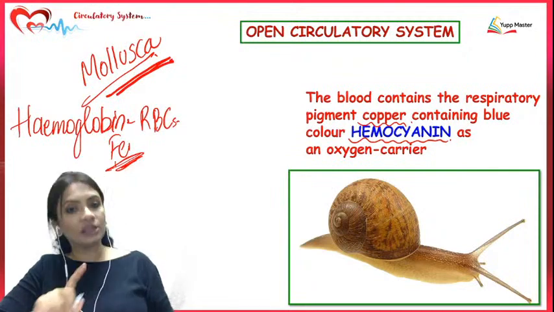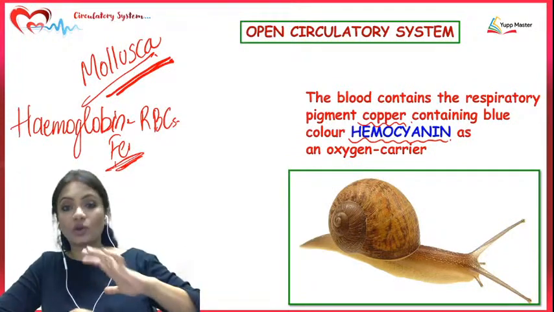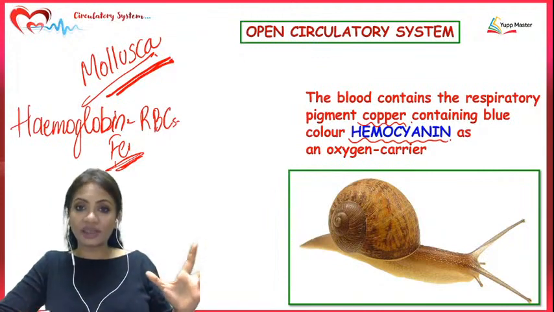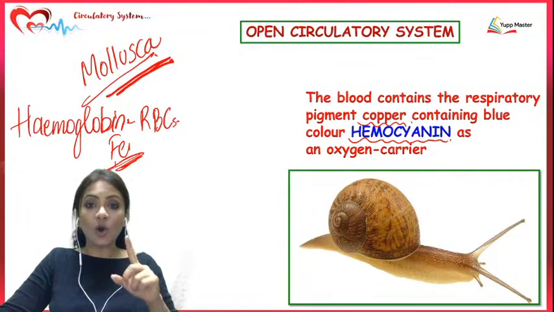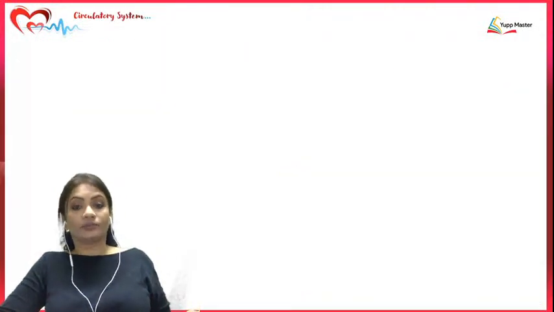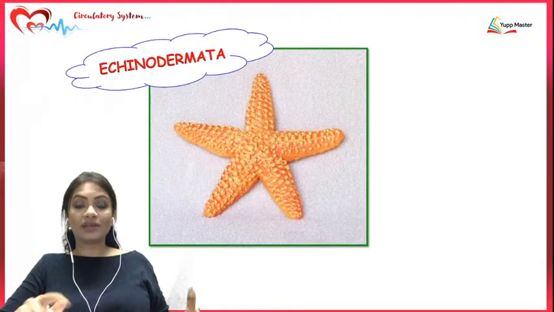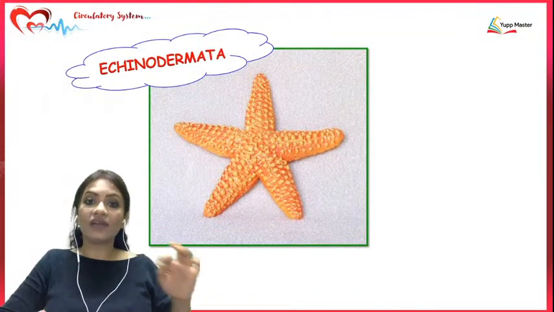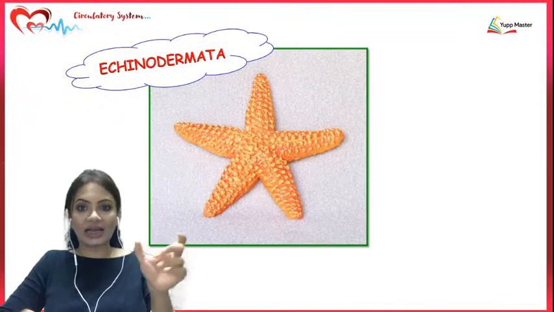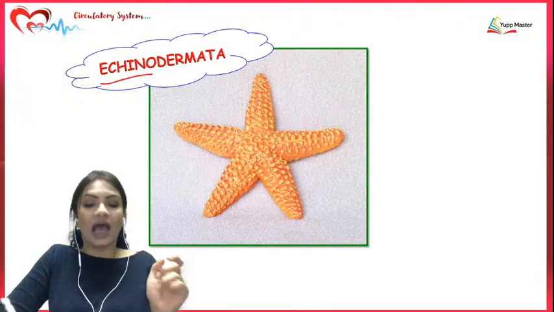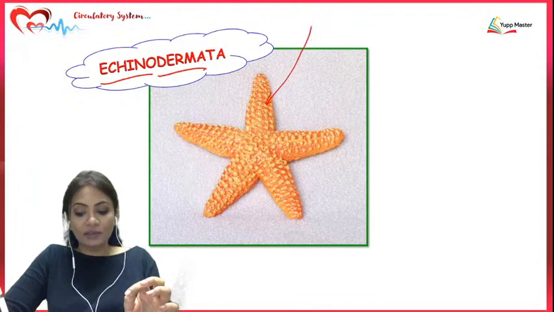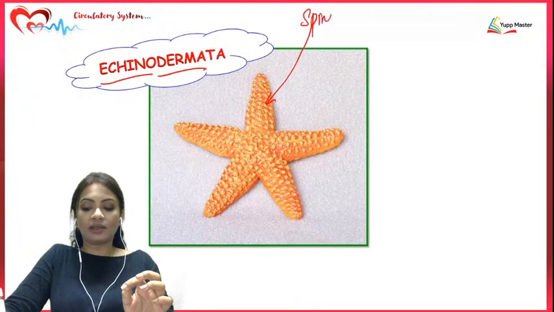Over here also the circulating fluid is going to be spread throughout the whole body cavity. Hence, we call this an open circulatory system. Now, after this, we come to the next phylum, which is Echinodermata. Echino means spines and derma means skin. So these are those animals which have spines on their skin.